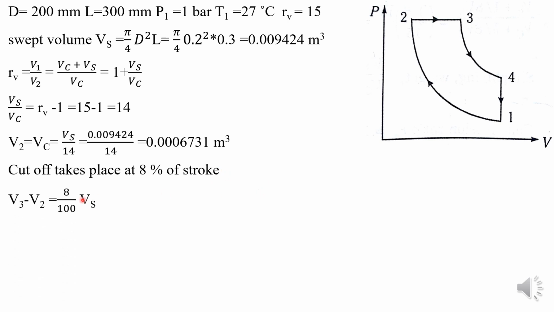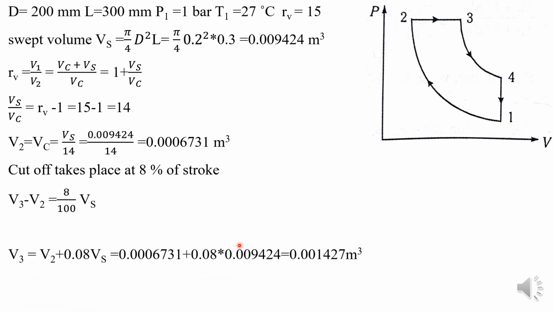So how can we write this? V3 minus V2 is equal to 8 by 100, because 8%, into Vs. In this equation only V3 is unknown; V2 you know, Vs you know, so substitute and get the value of V3. Remember, read the sentence carefully. Cutoff means V3 minus V2. Cutoff ratio means V3 divided by V2. Make a note of this, and from this equation get the value of V3.